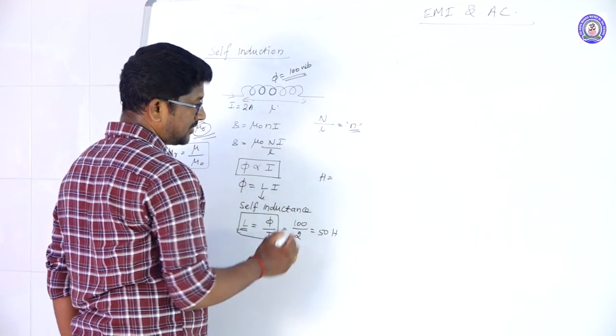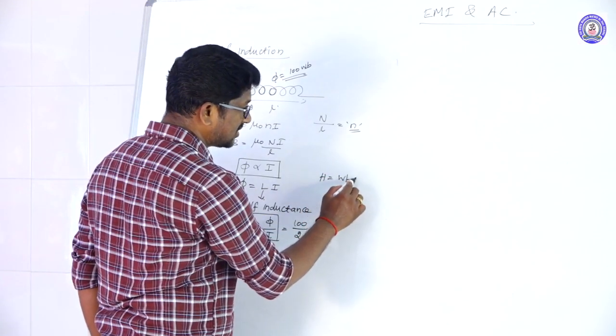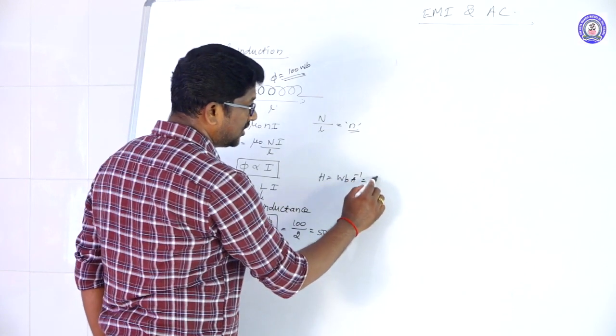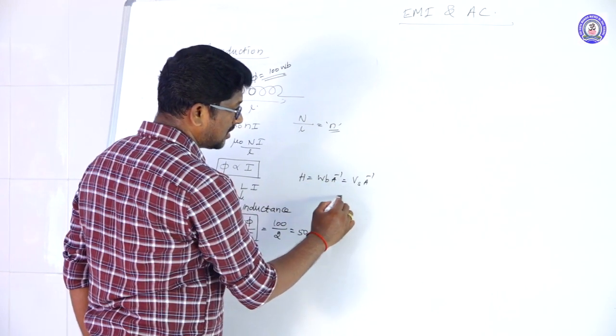Henry equivalent units: Weber ampere inverse, volt second ampere inverse, or ohm second.